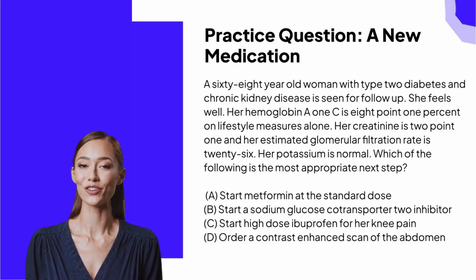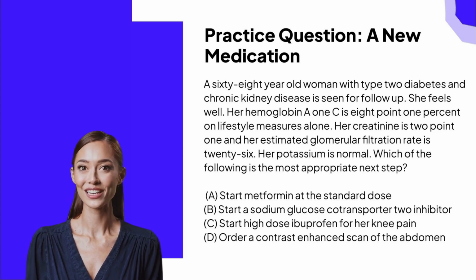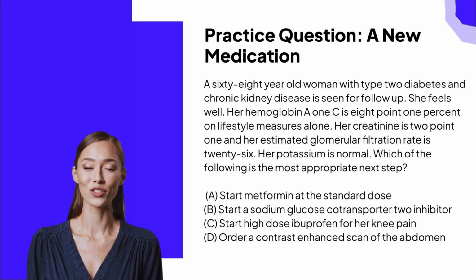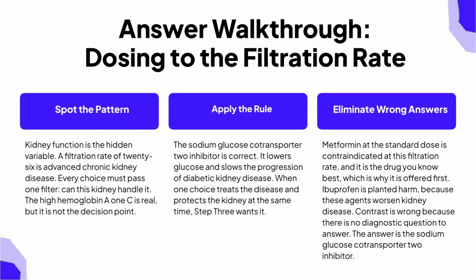Notice the stem tempts you toward the elevated A1C and the diabetes drug you know best. Resist that. Anchor on the GFR of 26 first, then ask what a kidney at that level tolerates. Make your choice. Kidney function is the hidden variable. A GFR of 26 is advanced CKD, so every choice has to pass one filter. Can this kidney handle it? The elevated A1C is real, but it's not the decision point.